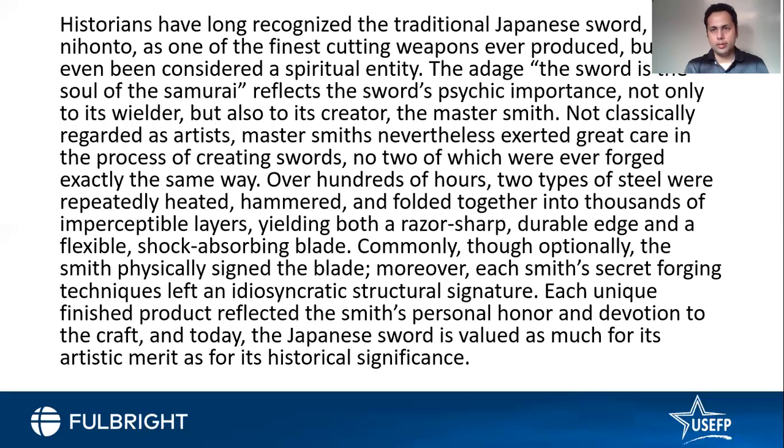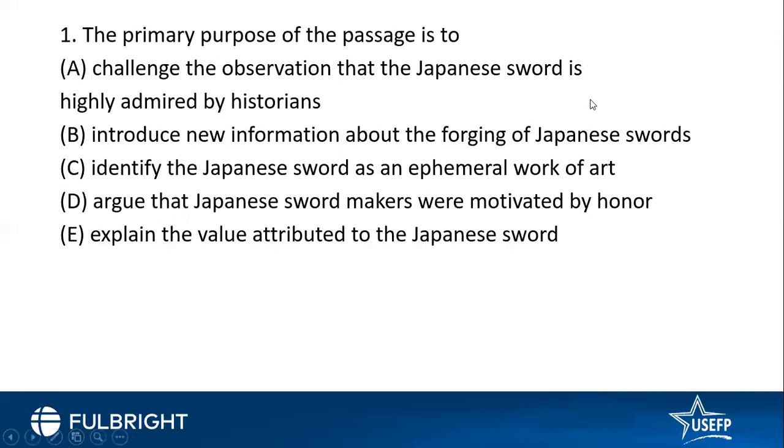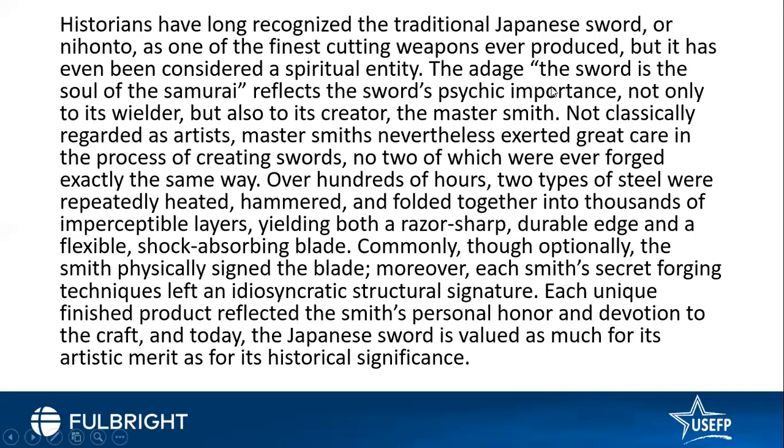So this again is a paragraph. So historians have long recognized the traditional Japanese sword, Nihonto, as one of the finest cutting weapons ever produced. But it has even been considered as a spiritual entity. The adage, the sword is the soul of the samurai, reflects the sword's psychic importance, not only to its wielder, but also to its creator, the master smith. Not classically regarded as artists, master smiths nevertheless exerted great care in the process of creating swords, no two of which were ever forged exactly the same way.